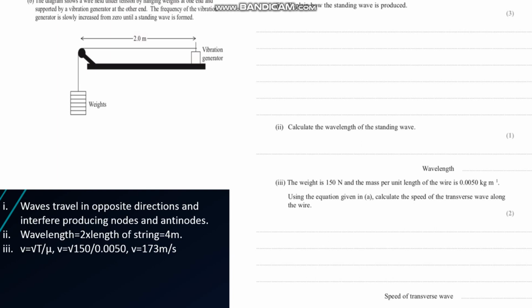And the final question states that the weight is 150 newtons and that the mass per unit length of the wire is 0.005 kilograms per meter. Using the equation given in part A, calculate the speed of the transverse wave along the wire. So we need to substitute in our values. We substitute in 150 where the tension is, and 0.005 where the mass per unit length is, which is 150 divided by 0.005, and square root all of that, which gives us a velocity of 173 meters per second.